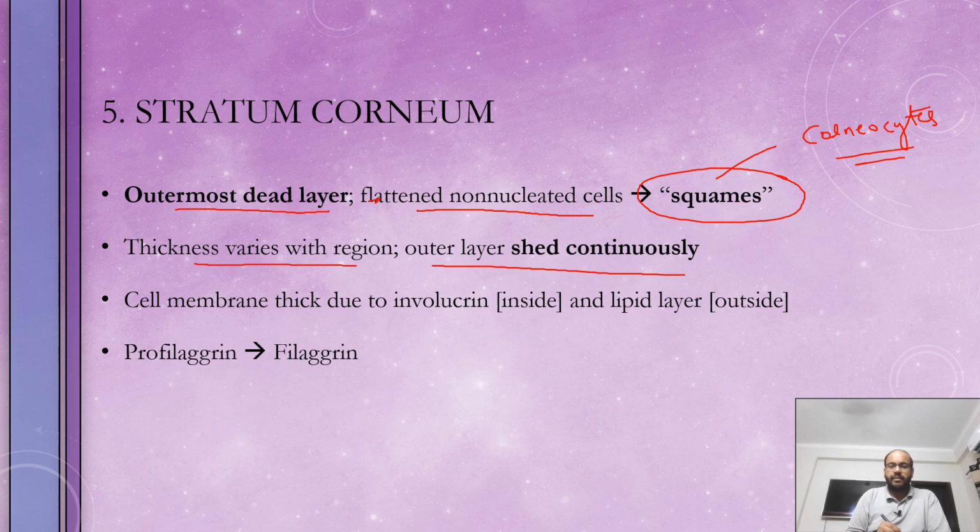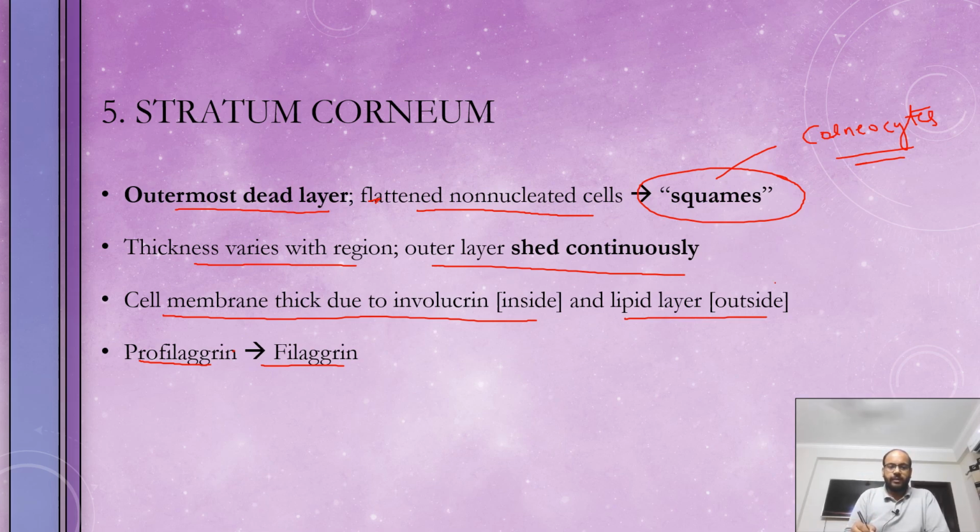The cell membrane is thick due to involucrin on the inside and a lipid layer on the outside. So involucrin is another protein involved in keratinization, and now the inner side of the cell membrane is lined by a layer of involucrin. In this cell, the profilaggrin, remember we read about profilaggrin in stratum granulosum, has now been converted to filaggrin. And filaggrin is a very important molecule required for keratinization. Maybe in the future when we discuss the process of keratinization, I'll tell you what exactly filaggrin does.